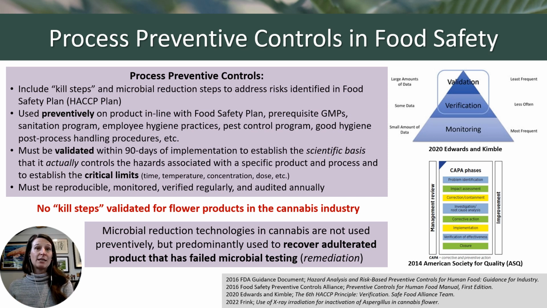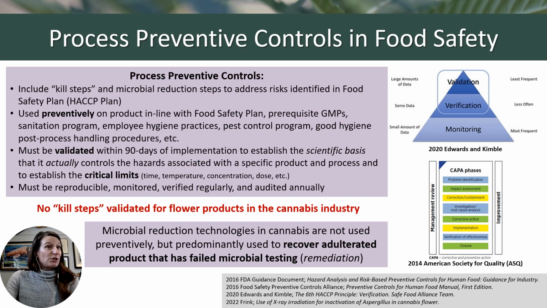And so it really goes against all FDA guidance in parallel industries as far as food goes to be using these technologies the way that they're being used. Even if they're claiming that they're being used as a kill step preventively, it's usually because the cultivator is having micro challenges in their garden and they can't pass without this technology. So they just use it on every single product, every single batch that comes out. And that's not actually preventive controls. That is, again, remediation. It's recovering adulterated product, which again, you cannot do according to FDA FSMA rules.